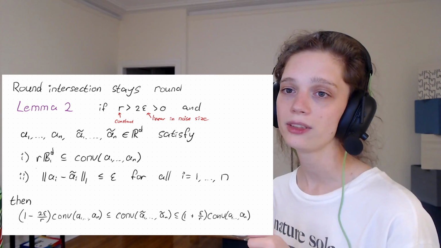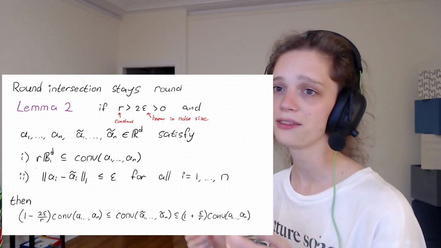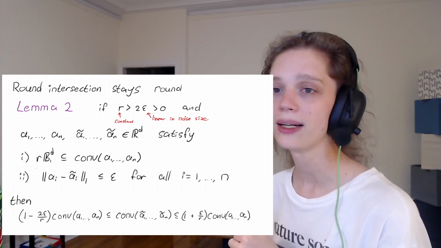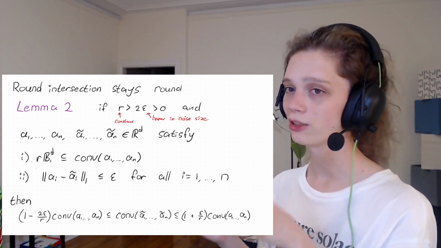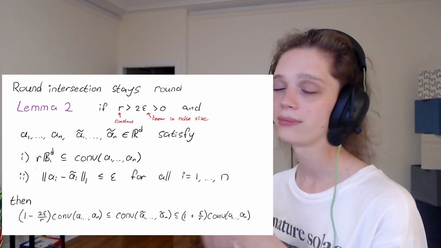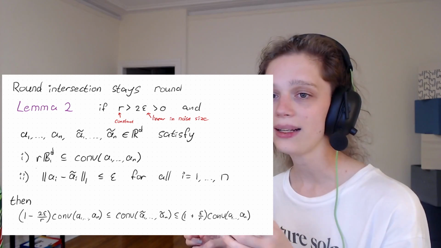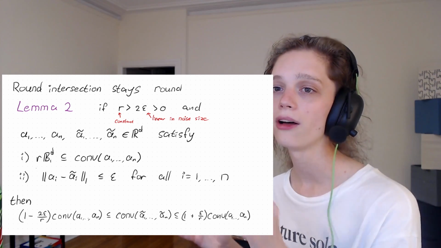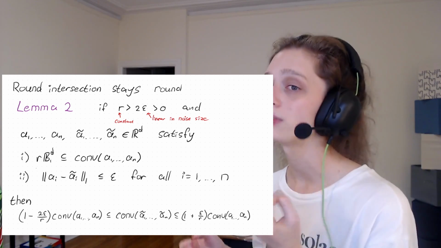Let's go through it. Suppose there are 2 numbers, little r and little epsilon, which are positive, and we know that r is at least twice epsilon. Now we have a set of points, a1 bar up to an bar. These are our original points. And a1 wiggle up to an wiggle. These are the perturbed points. And we assume that we have 2 properties. One is that the convex hull of the a bars will contain a large scaling of the 1 ball.